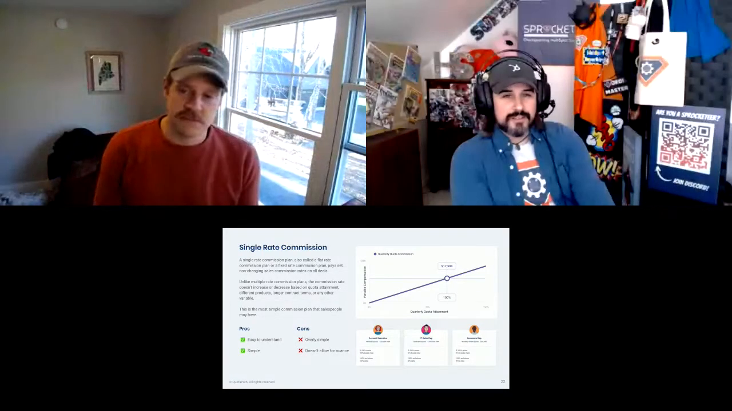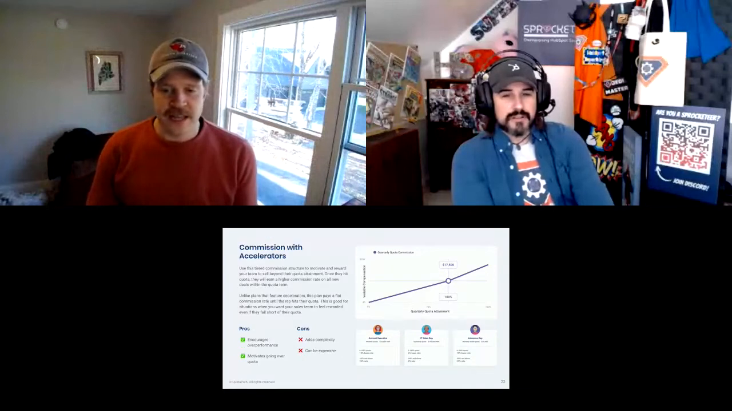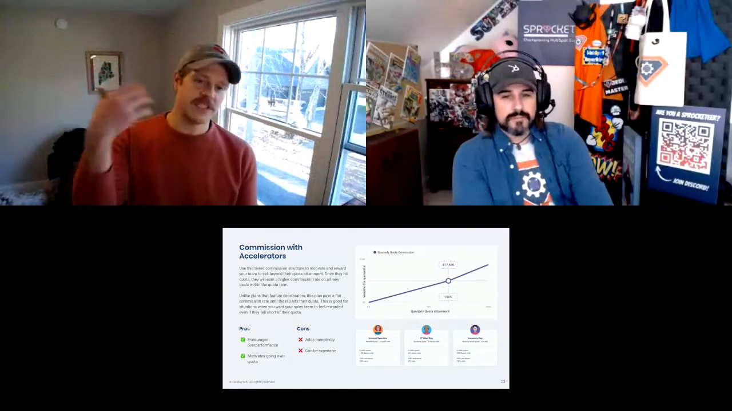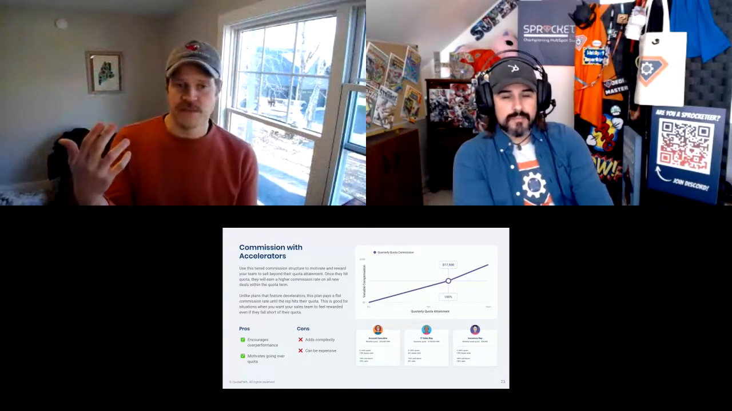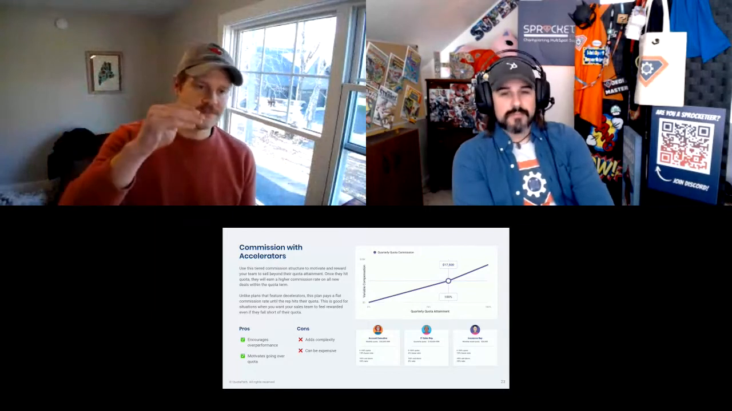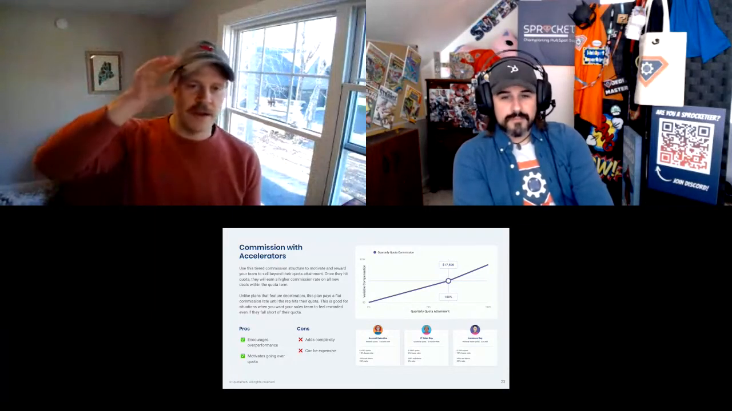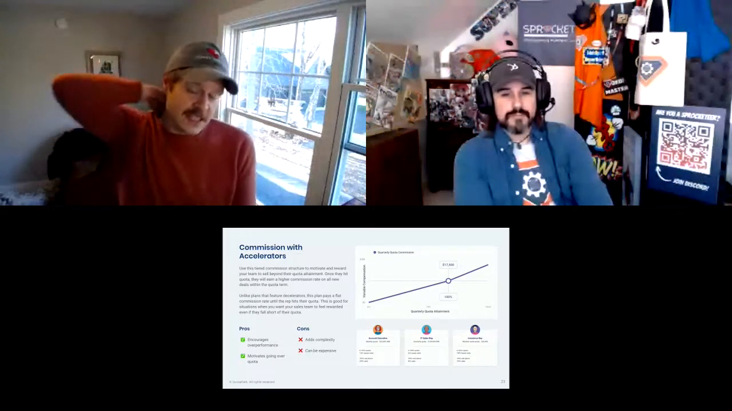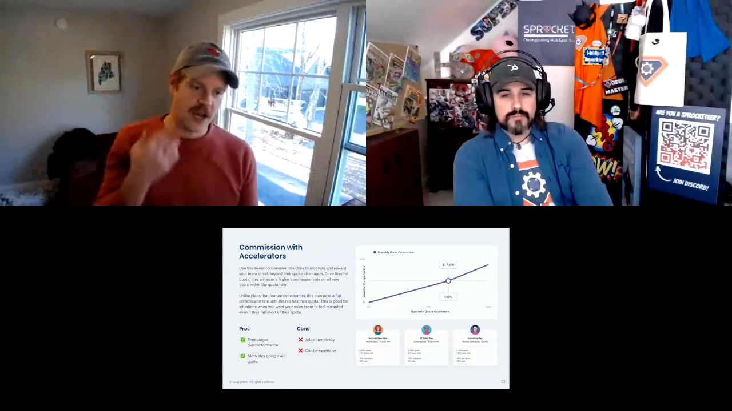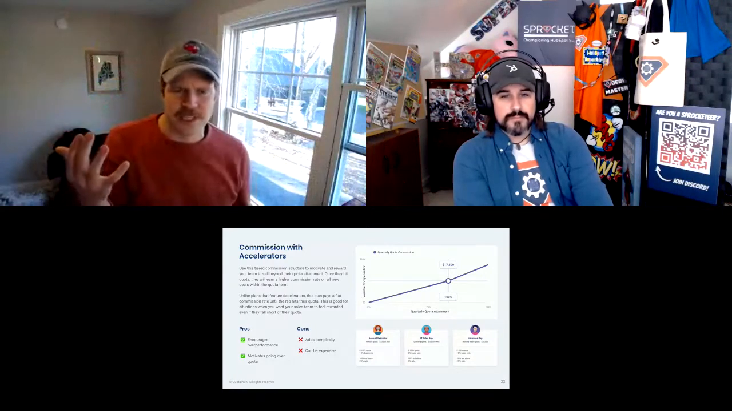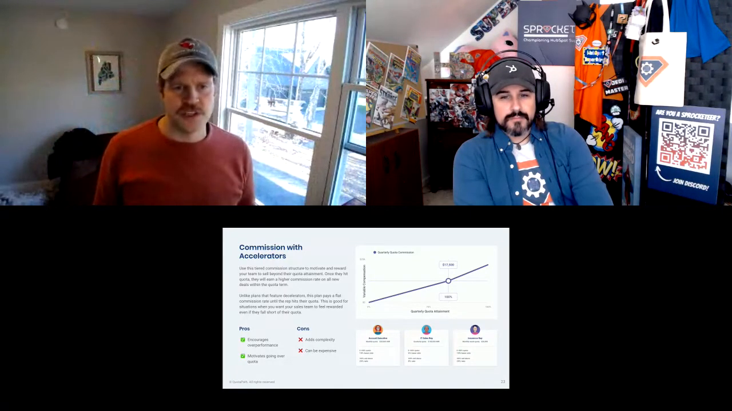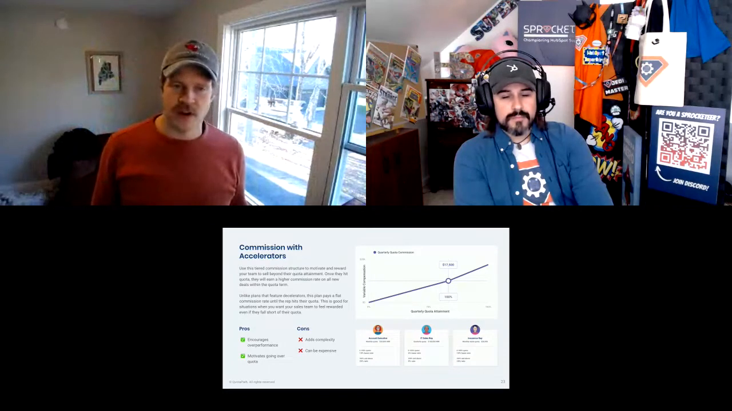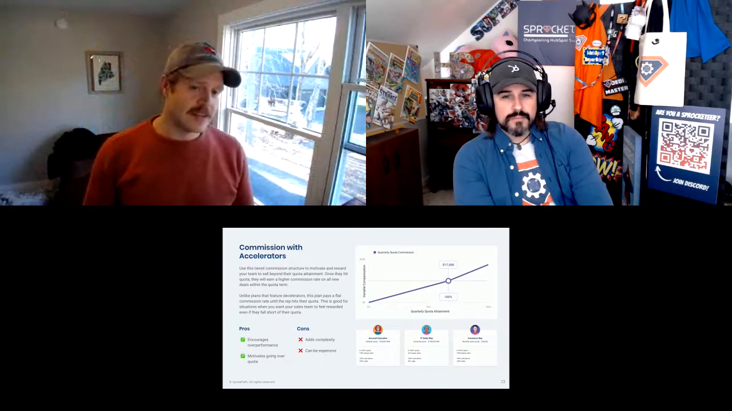Commission with accelerators. The idea is that the more you sell, the higher the percent of what you sell you earn. So you earn 10% until you hit your quota, and then you earn 15% of anything over that. These are very, very common. As we saw, almost 80%, 79% of organizations use accelerators of some sort in their compensation plans. I love accelerators.